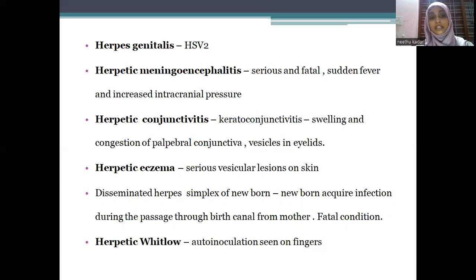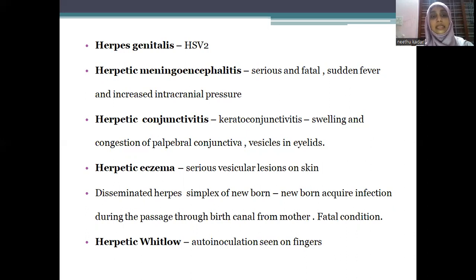Another form of primary infection is herpetic conjunctivitis or keratoconjunctivitis. Such lesions usually heal rapidly and are characterized by swelling and congestion of the palpebral conjunctiva and vesicles in the eyelids. Another lesion is herpetic eczema, also called Kaposi's varicelliform eruption. Usually it is a serious vesicular lesion on the skin, superimposed on pre-existing eczema, characterized by diffuse vesicular lesions, which is serious in nature.